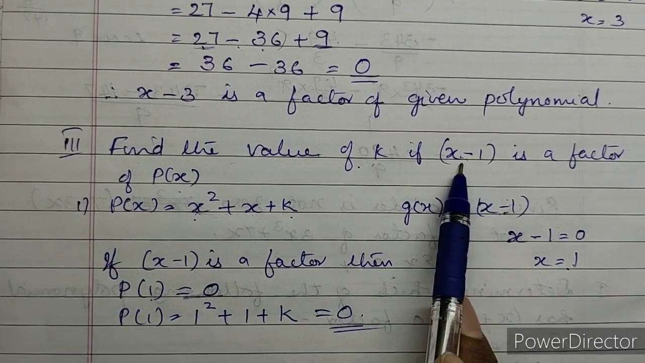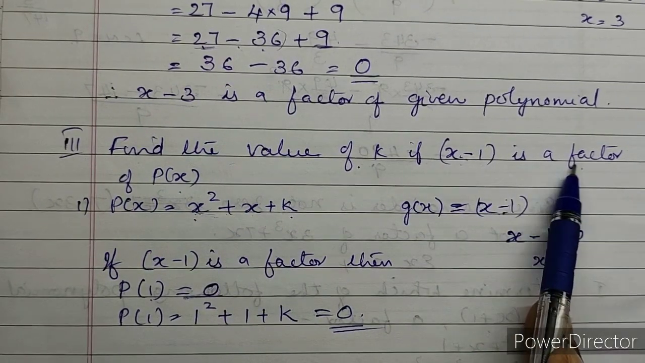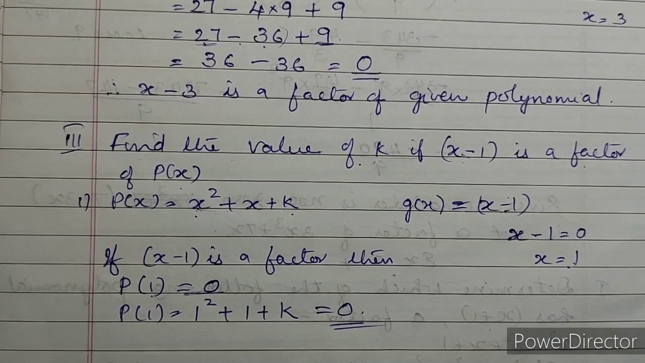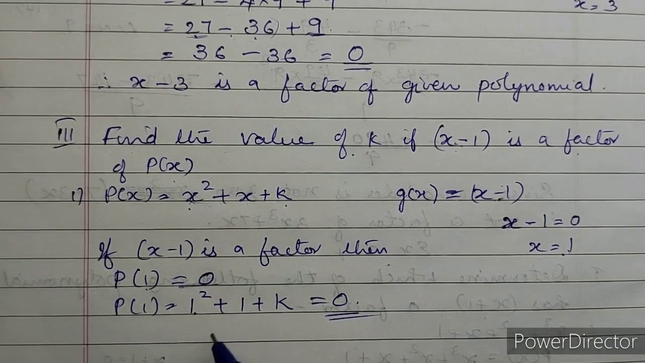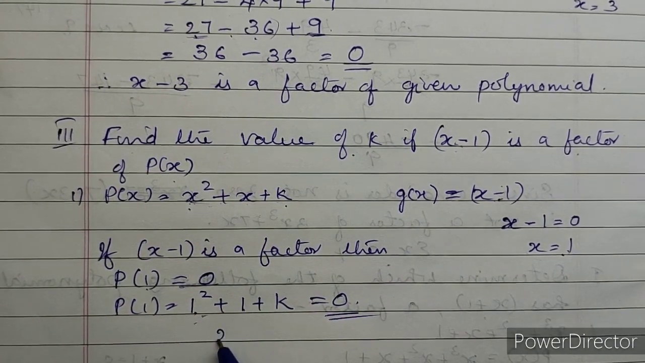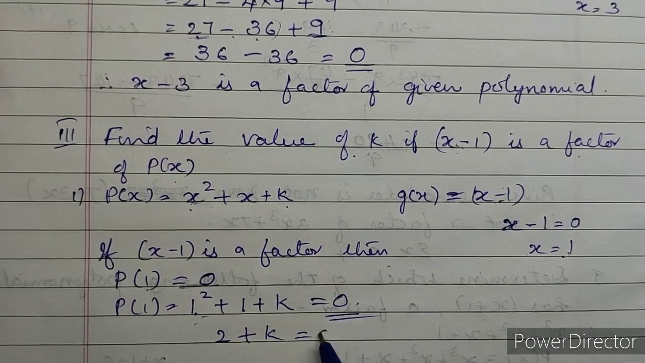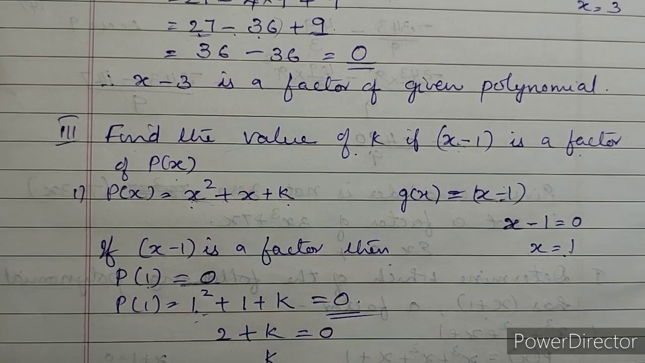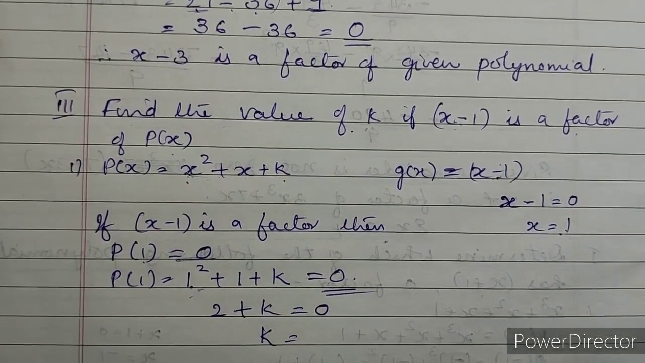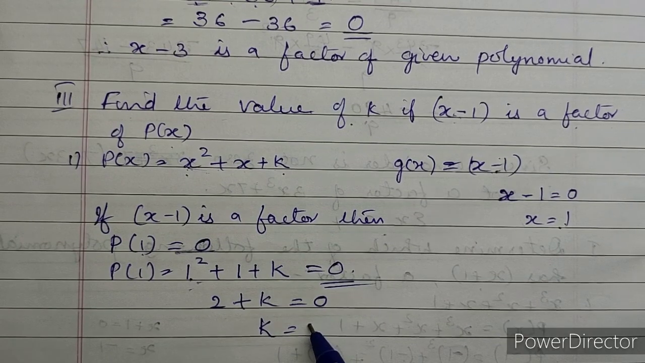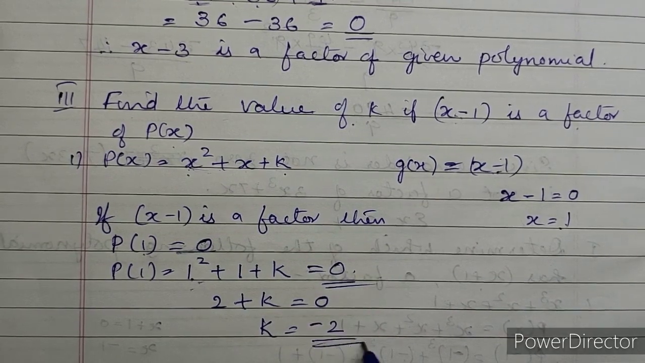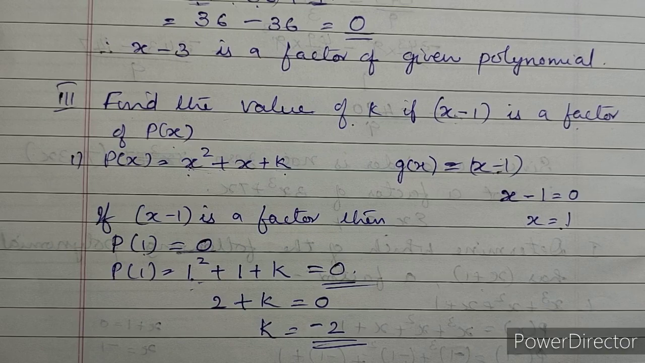Since it is given that it's a factor, you have to put it equal to 0. So 1 square is 1 only. 1 plus 1 is 2, plus k equals 0. Or k equals, this 2 will go to the other side and become minus 2. So what is the value of k? It is minus 2.